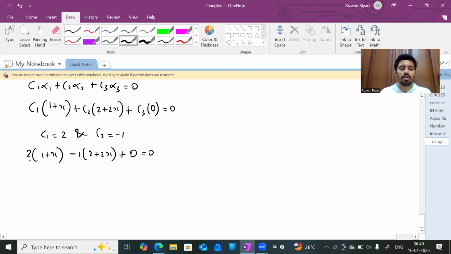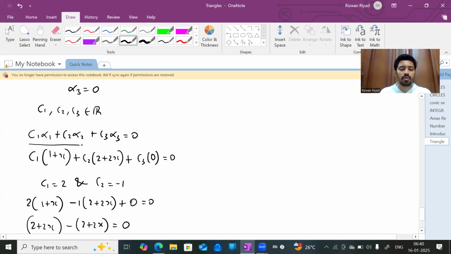This is correct only, right? If you take this 2 inside, this becomes 2 plus 2x only. And minus 1 into this one means 2 plus 2x only. 0, you can ignore, equal to 0, right? This is correct only. So this equation is satisfied when C1 is 2 and C2 is minus 1. That means all of those C1, C2, C3 are not necessarily 0. You can have this equation even without C1, C2, and C3 all being 0, because here C1 is 2, C2 is minus 1. They are different from 0. All of them are not 0.